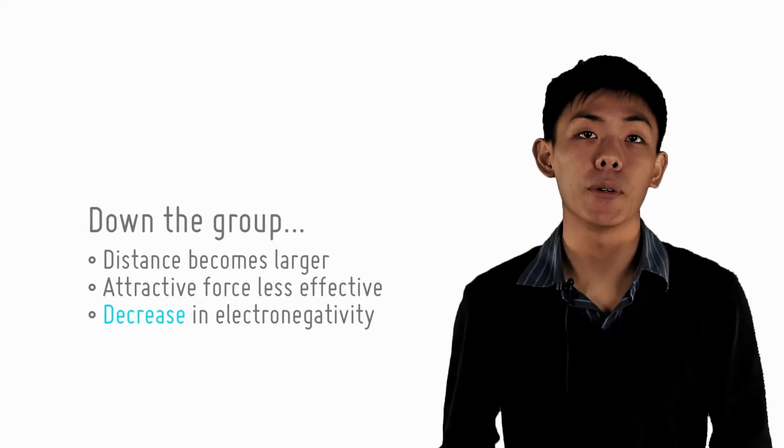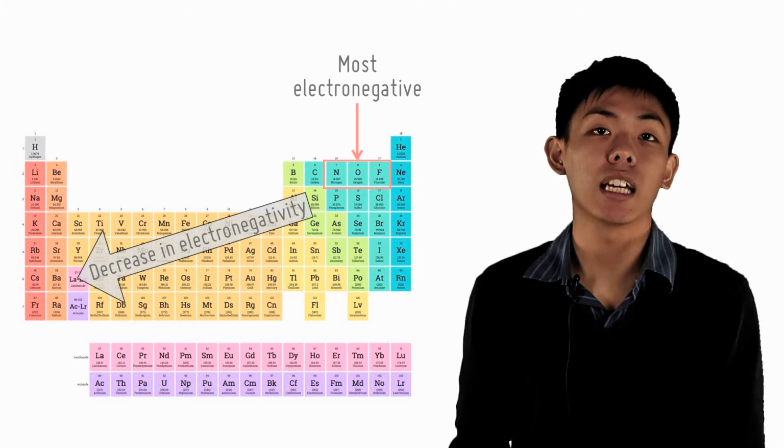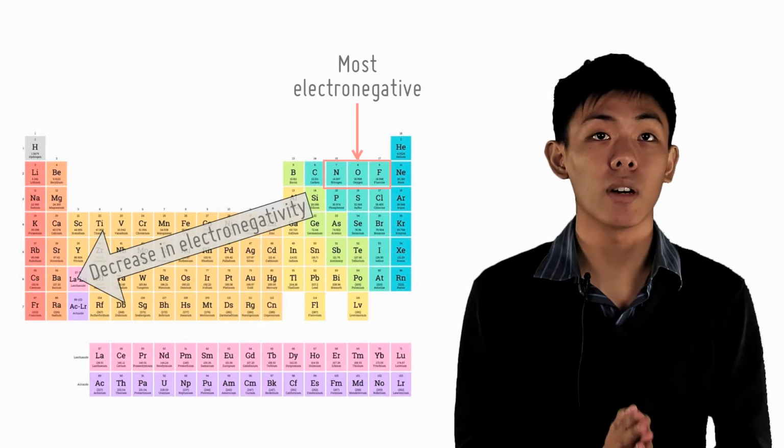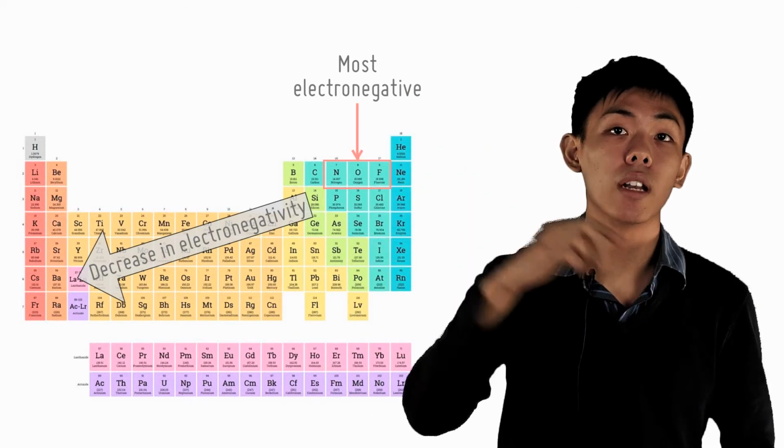If all else fails, always remember this. FON has the highest electronegativity in that order. In other words, the electronegativity is the highest at the top right hand corner and decreases as you go left or you go down.